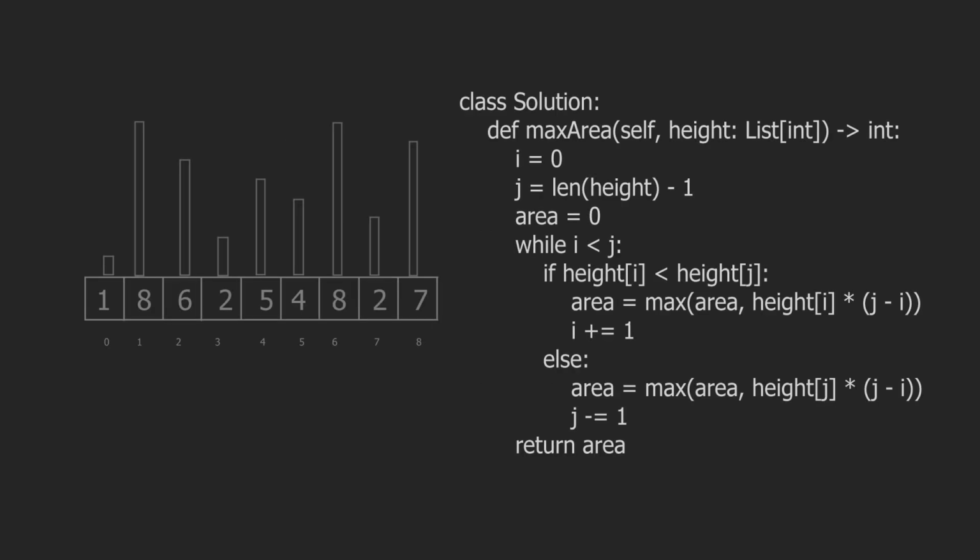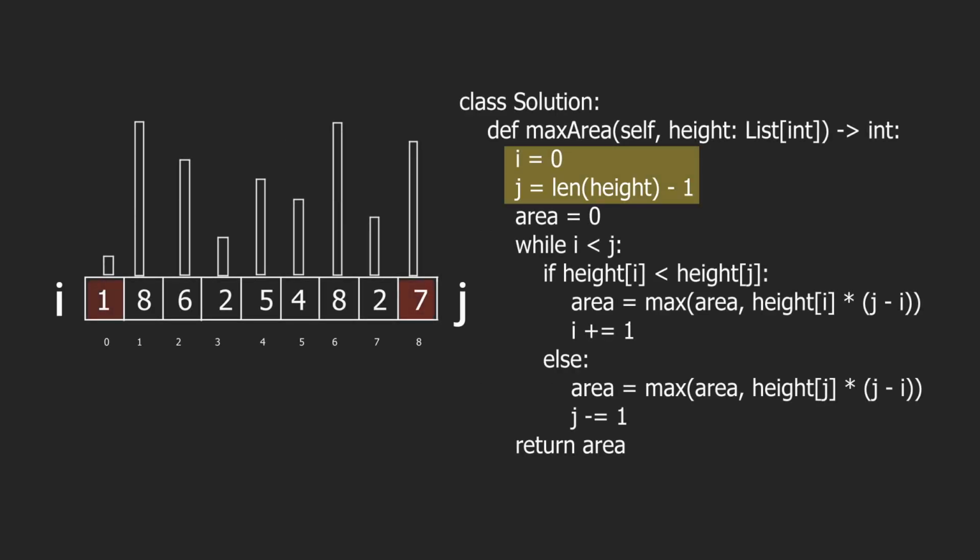The very first step is to set the pointer. We will have two pointers I and J. I will be at the beginning of the array and J will be at the end of the array. Then we will set the area to 0. Next we will compare I and J using a while loop. This while loop is only comparing the indices of I and J, so we will have an if-else statement which will compare I and J.